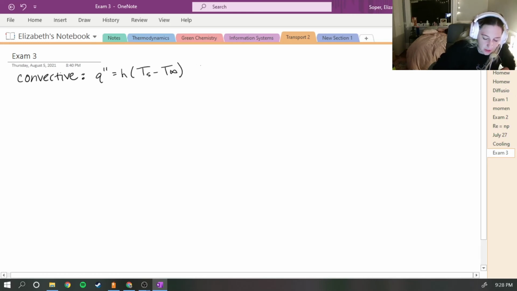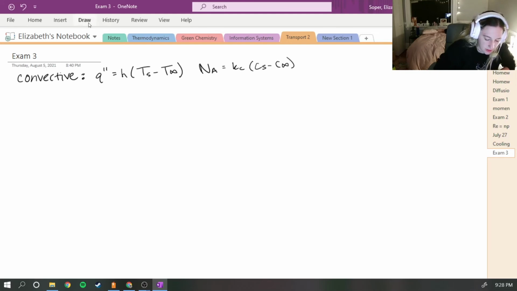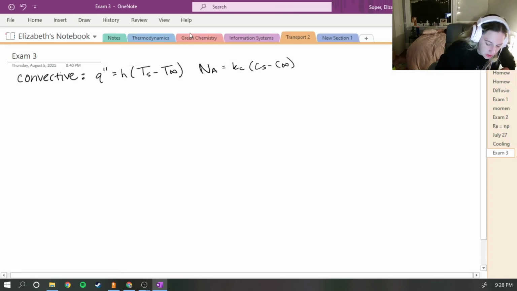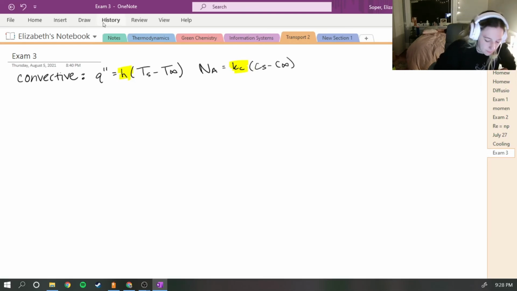And then we also have our molar flux equation, represented by a capital N. So that is going to equal our mass transfer coefficient times the concentration at the surface minus the concentration at the surroundings. So you can see that there are some parallels between the structures of these two equations. And you can also see that we have our heat transfer coefficient and our mass transfer coefficient, and that's what we're trying to find the relationship between.